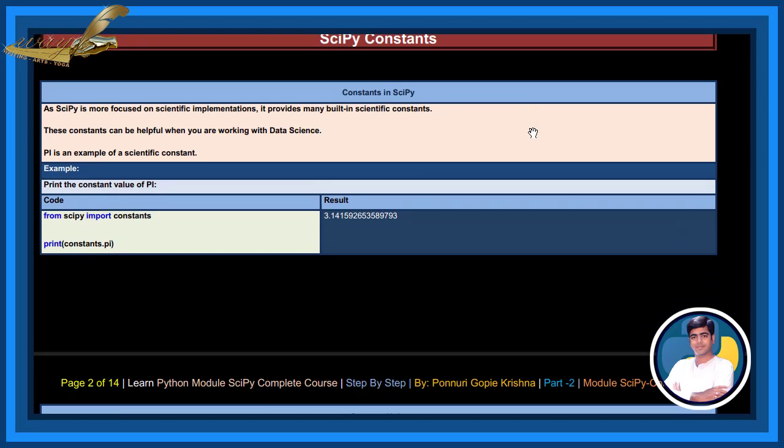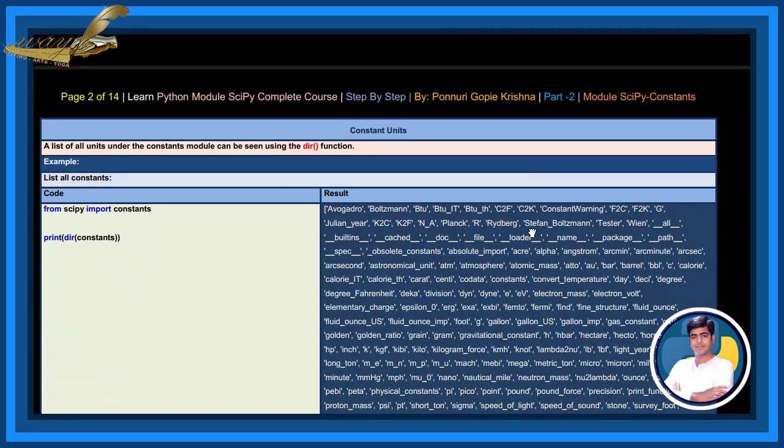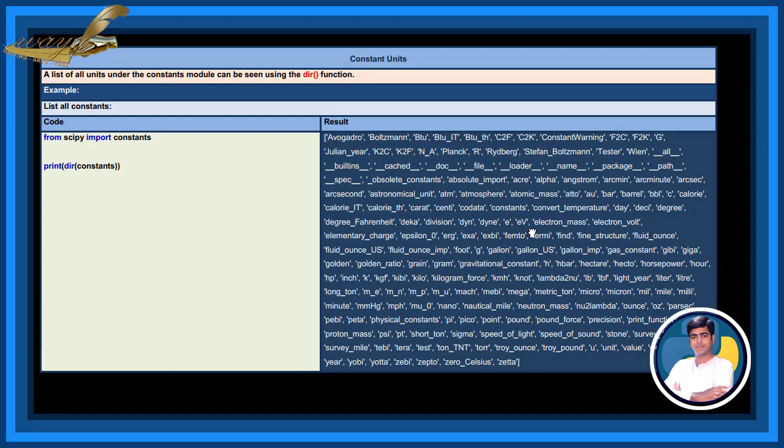See, the constant of pi is equal to 3.1415926535897993. Constant values: a list of all units under the constants module can be seen using the dir function. So, see, by using the print dir constants method, all the lists were printed.